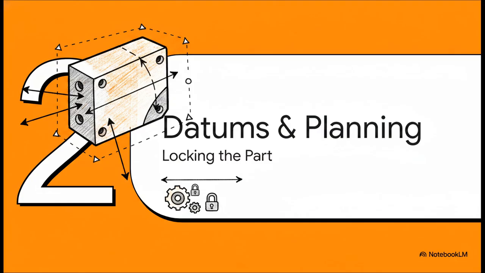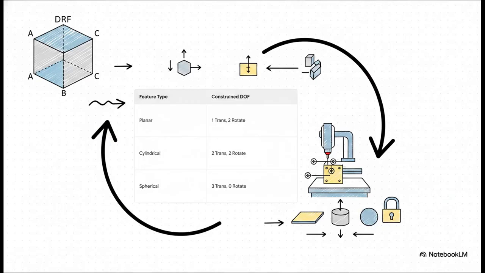Moving right along to Section 2, datums and measurement planning. So before a CMM can measure even a single feature for deviation, it has to know exactly where that physical part is located in 3D space. We lock that part down using a datum reference frame. If you look at how this breaks down according to the ASME Y14.5 standard, every single time we establish a datum, we're constraining specific degrees of freedom.